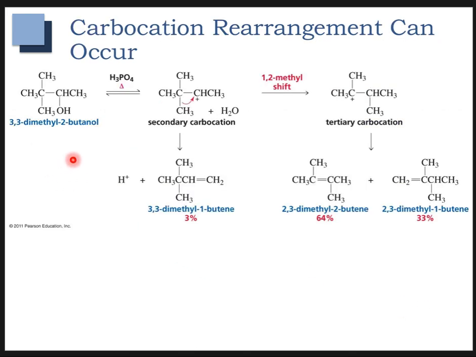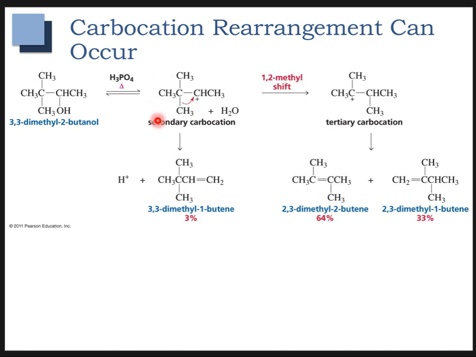You also have to be on the lookout for carbocation rearrangement. Anytime we have formation of a secondary carbocation, you have to look around and check to see if it could potentially form a tertiary carbocation. So in this example here, you have an alcohol that is being dehydrated by H3PO4. It's not drawn out, but the H3PO4 would protonate the alcohol. The alcohol would then fall off and form the secondary carbocation shown here.